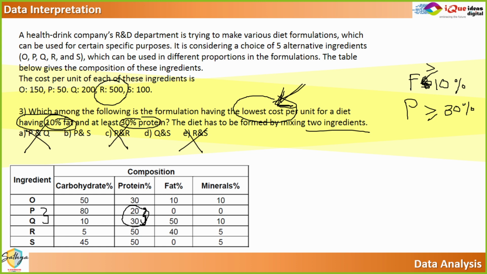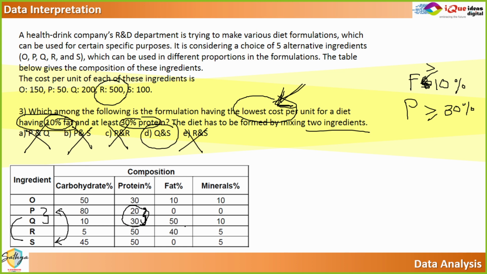Okay. Now, second option if I take, and supposing I say P and S need to be together. So in P and S the fat content is 0 plus 0. Now 0 and 0 fat content against 10, so this will not match. So P and S cannot be the answer. So the only option left is Q and S.